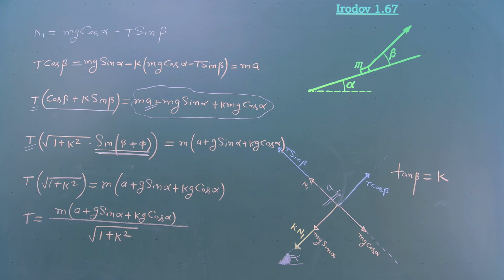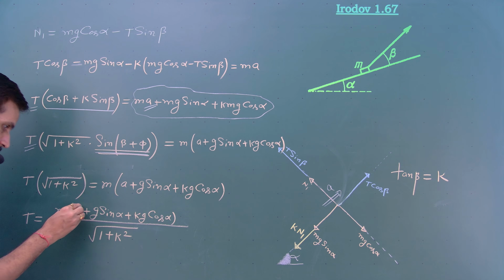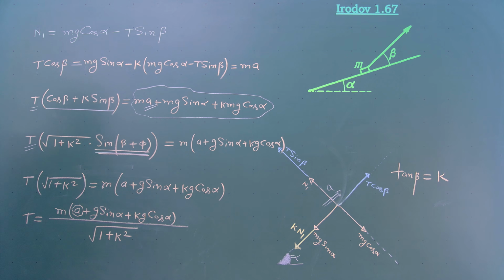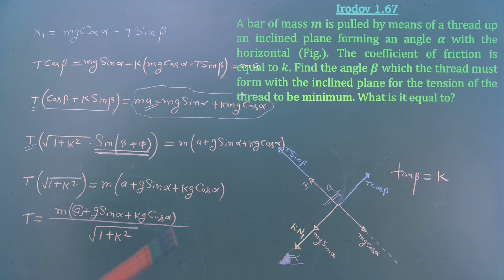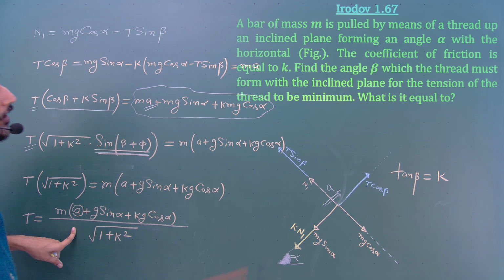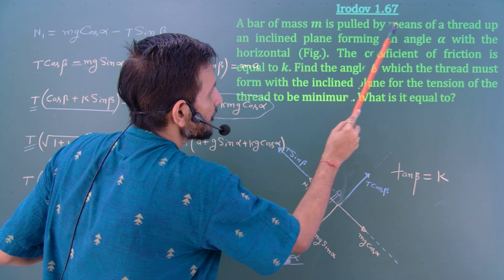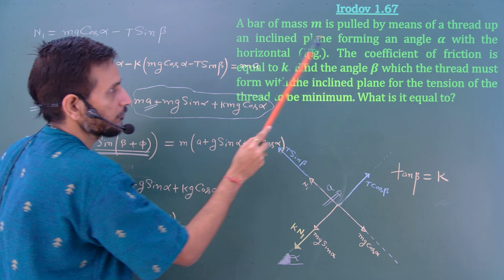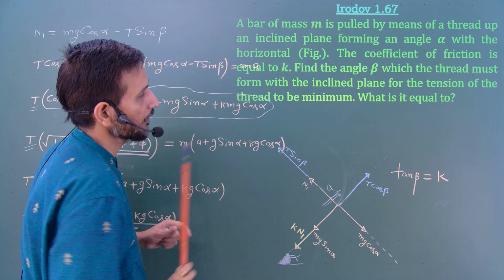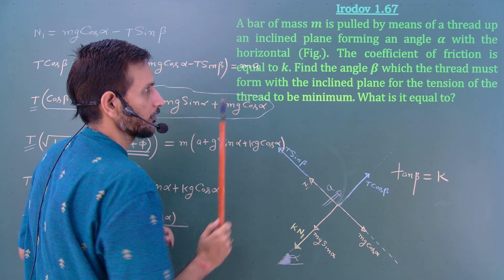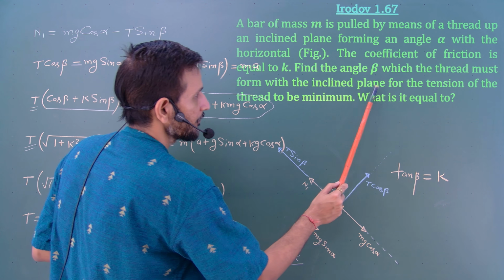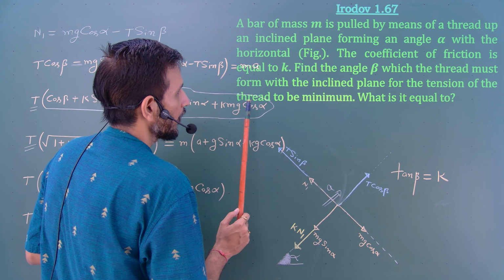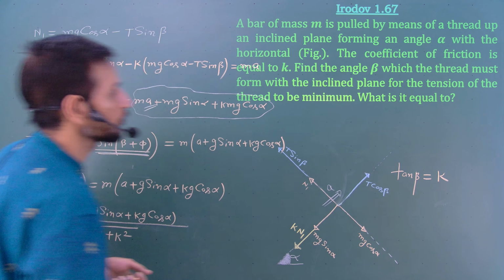Now, in the question, a is not given. And when I read this question repetitively, it is not clear whether the block is moving or not. A bar of mass m is pulled by means of a thread up an inclined plane, forming an angle alpha with the horizontal. Okay. The coefficient of friction is equal to k. Okay. Find the angle beta which the thread must form with the inclined plane for the tension of the thread to be minimum. What is it equal to?